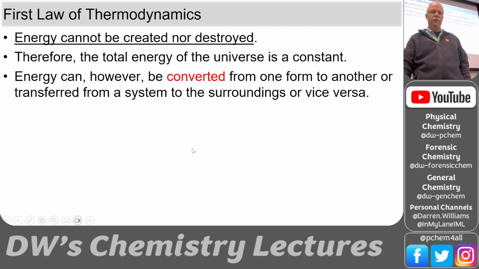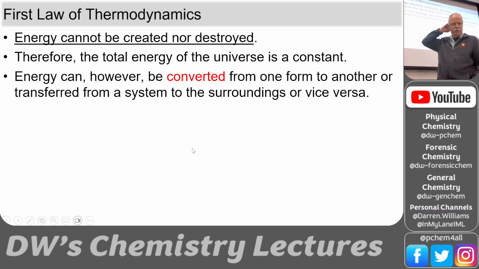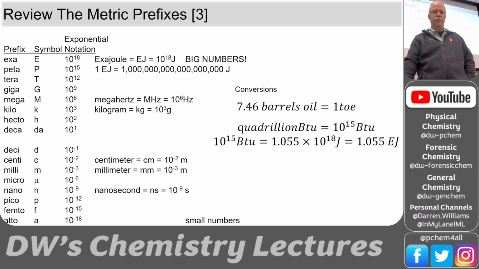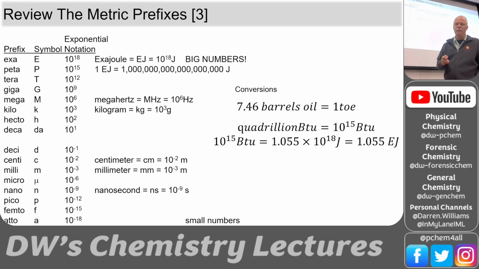And so we know that the first law, energy can't be created or destroyed. And so the total energy of the universe is constant, but it can be converted from one form to another. And we're going to be doing those conversions today for sure. If we're going to be going up to the global scale, we're going to need some more prefixes. Like we deal with kilograms or kilojoules and megajoules maybe, but now we're getting up to exajoules. So that's 10 to the 18. We rarely deal with exa, right?